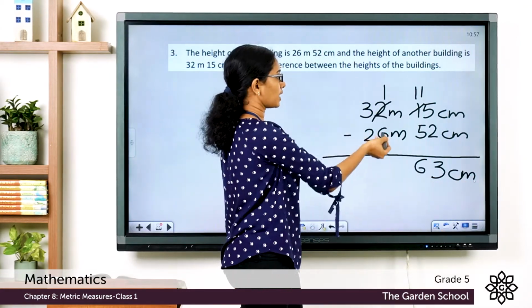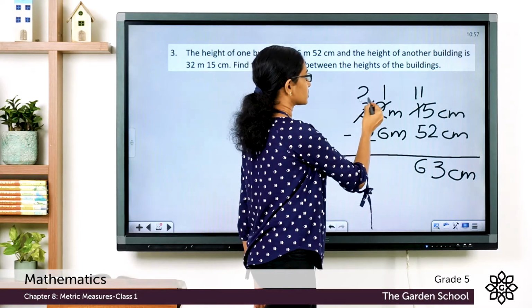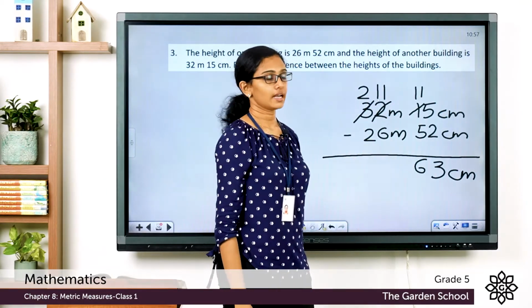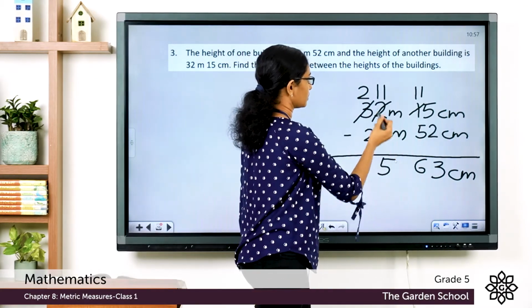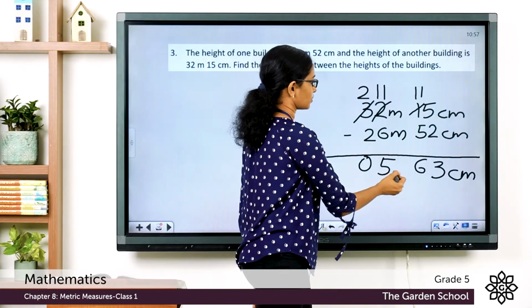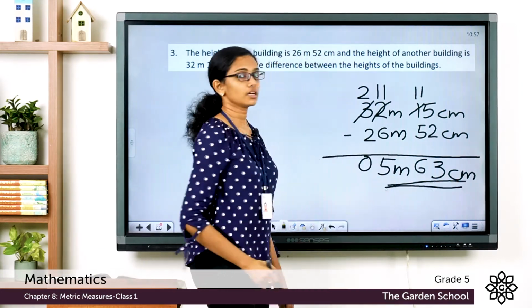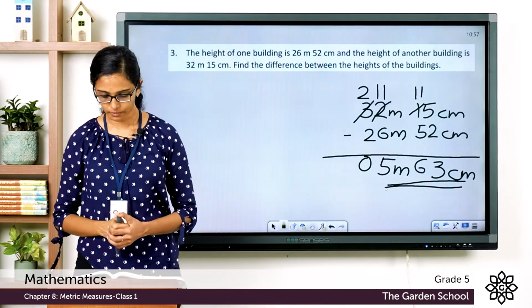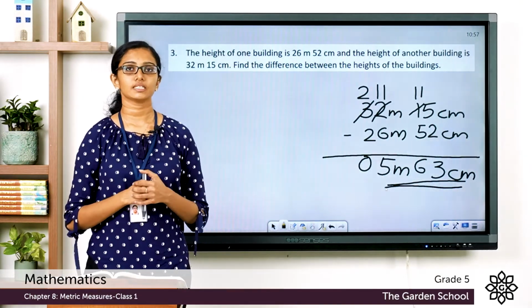Then here you have 1 minus 6, which we cannot do. So let's borrow again. So here it is 2 and here it is 11. So it is 11 minus 6 again. So it is 5. 2 minus 2 is 0. So that is 5 meter 63 centimeter. So what is the difference in height of the buildings? It is equal to 5 meter 63 centimeter.